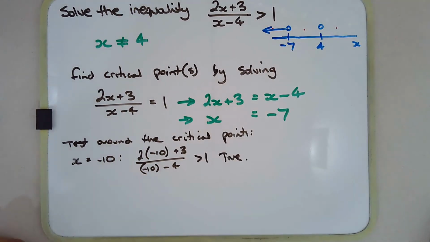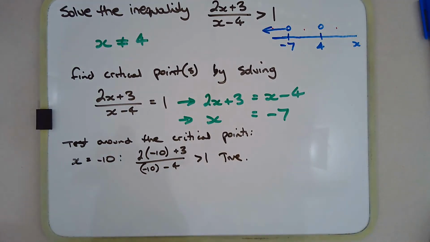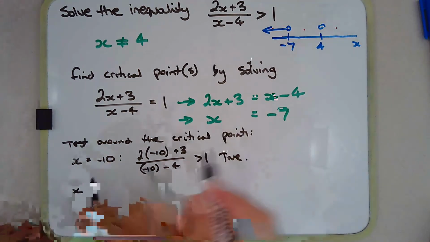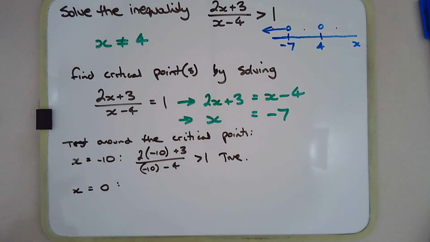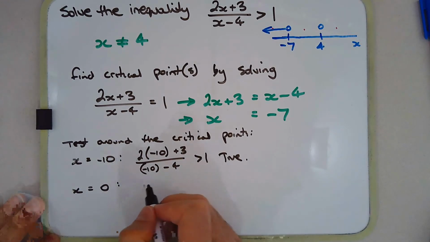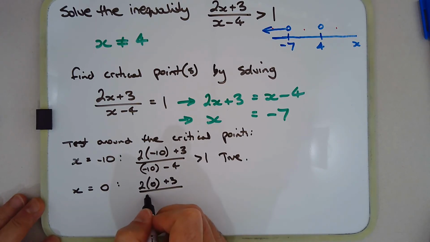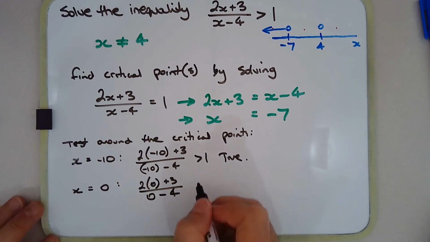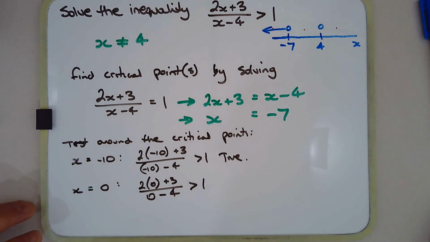Now let's test a point in between, as 0 is a nice value. So always try to pick easy numbers. I could put the square root of 2, but why complicate things, right? So testing x equals 0. 2 times 0 plus 3 over 0 minus 4. And 3 over -4, well, that's a negative number. If you wanted to test that, actually I'm not going to bother. Clearly that's false.